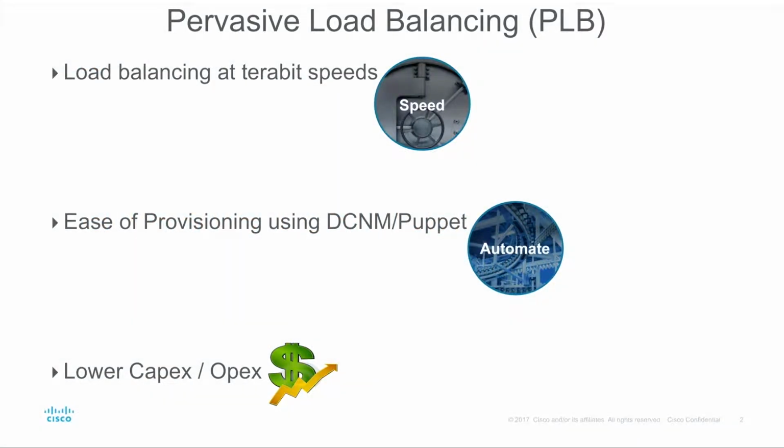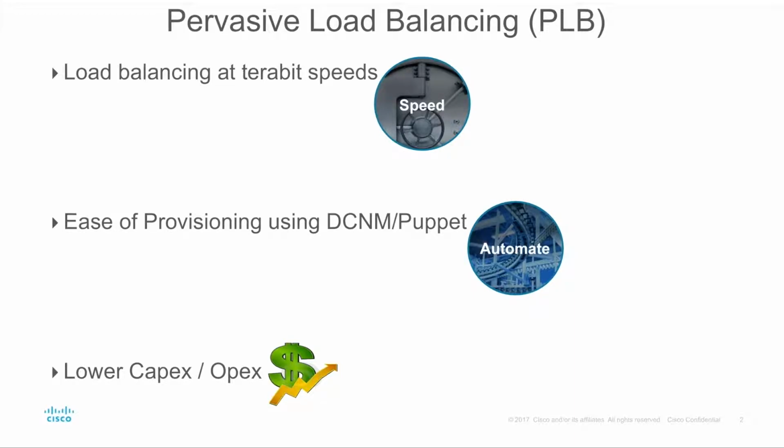So what is pervasive load balancing? Pervasive load balancing, or PLB for short, is a product that allows the fabric to act as a giant load balancer. That is, every leaf switch does layer 3, layer 4 load balancing. The PLB load balances traffic at line rates to services distributed across the data center fabric. PLB provisioning is achieved via Data Center Network Management, DCNM for short, or via Puppet.